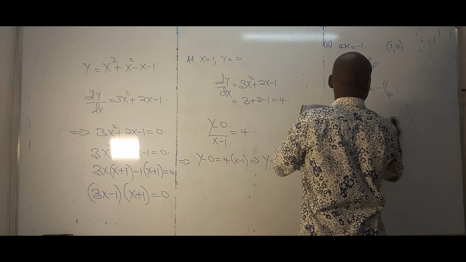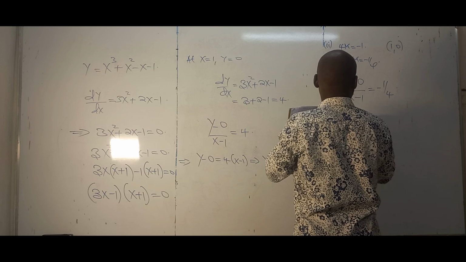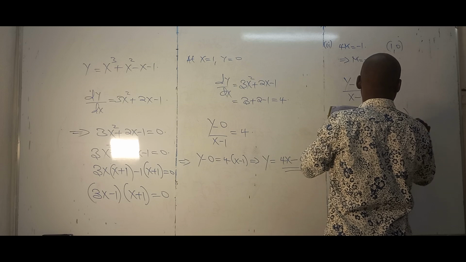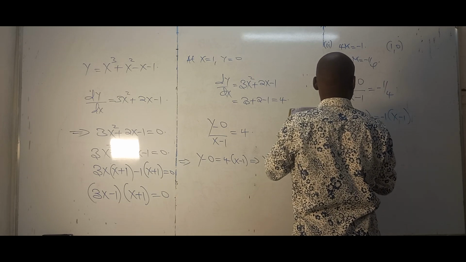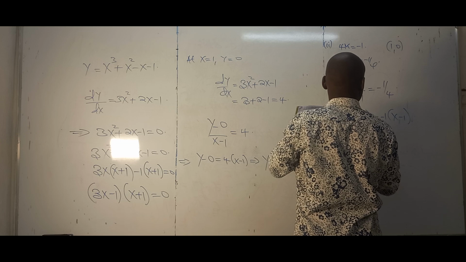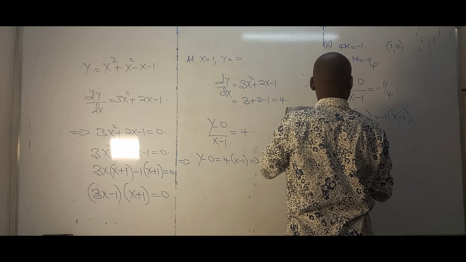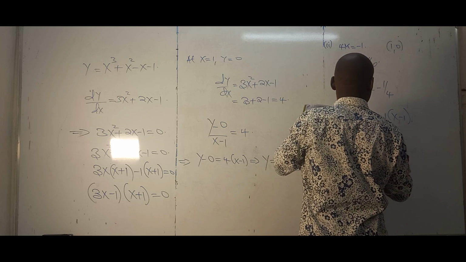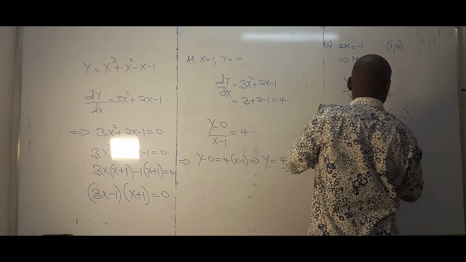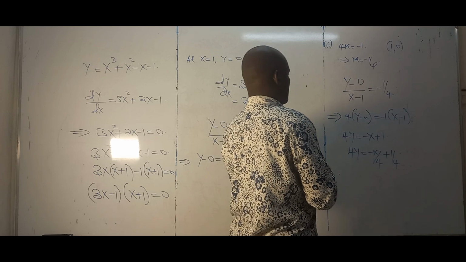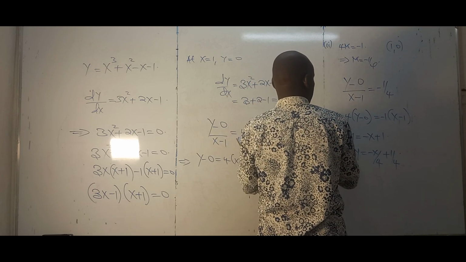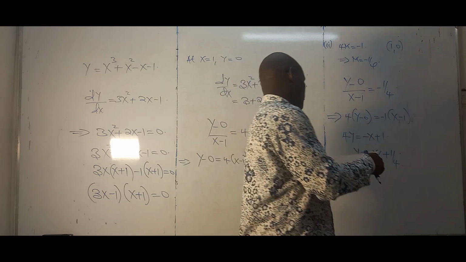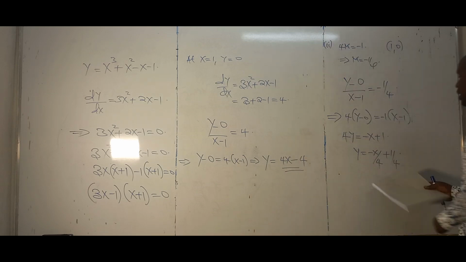This implies that 4 into (y minus 0) is equal to minus 1 into (x minus 1). So I have 4y is equal to minus x plus 1. So y is equal to minus x over 4 plus a quarter. That's now y, not 4y. y is now minus x over 4 plus a quarter.